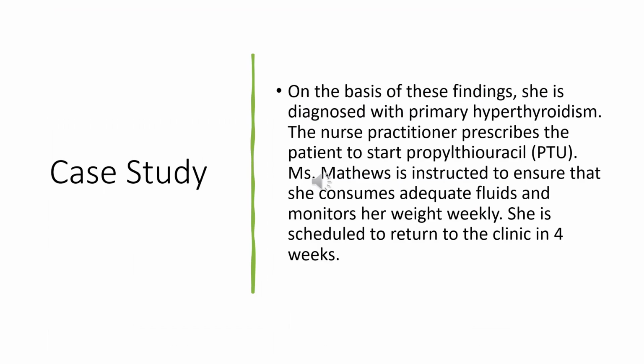So as we look at the case study, we can see that the thyroid numbers are off. We can see that her T3 and T4 are elevated, and her TSH is low. So we think she has hyperthyroidism. So her body is creating too much of the thyroid hormone.